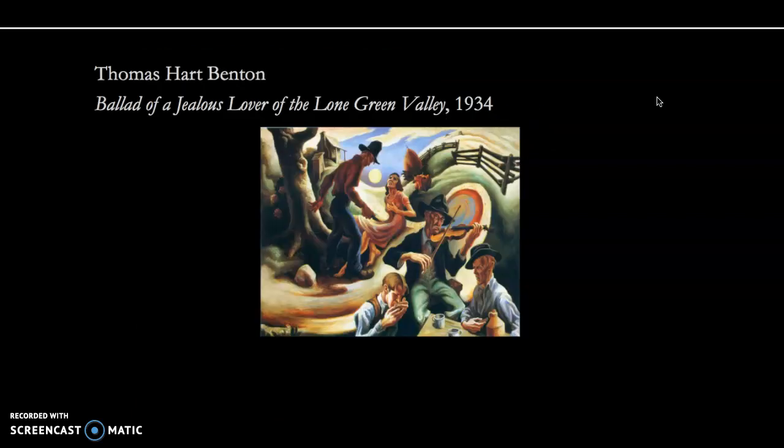Thomas Hart Benton is another of the major representatives of regionalism, and he is the teacher of Jackson Pollock, who we will discuss later when we turn to abstract expressionism after World War II. So here in this regionalist work, we see a visual depiction of a ballad. The ballad is called The Jealous Lover of Lone Green Valley, and it's a happy, uplifting story that is acted out behind the musicians.